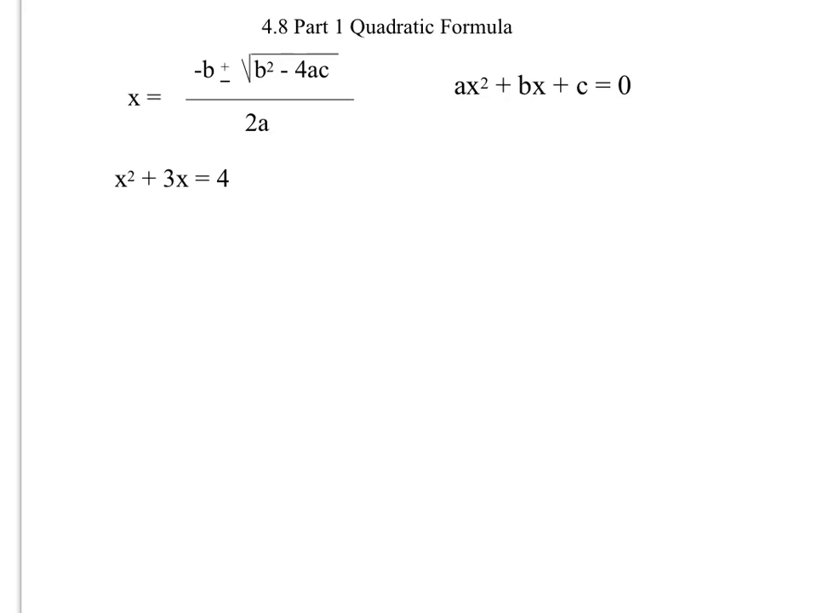Now the quadratic formula is how it looks right here. x equals the opposite of b plus or minus the square root of b squared minus 4ac, all over 2a.